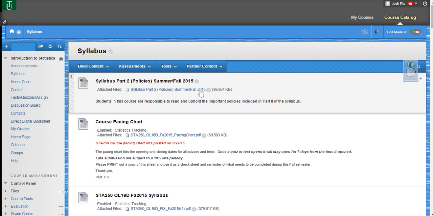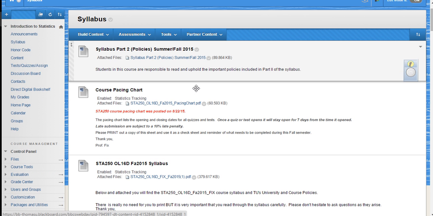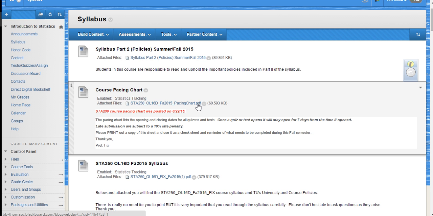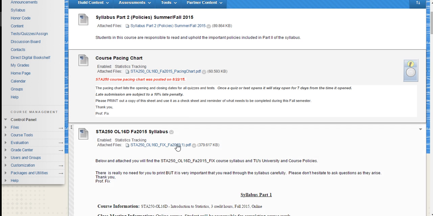Right here you've got Thomas University's own specific Part 2, which every professor has the same, and that has all of your basic policies for Thomas University. And then you've got my course pacing chart that you need to print out. And then you have my syllabus for your course for STA250. This, I would not print out. There is no need to print this out. Things are not going to change. They're going to be there.